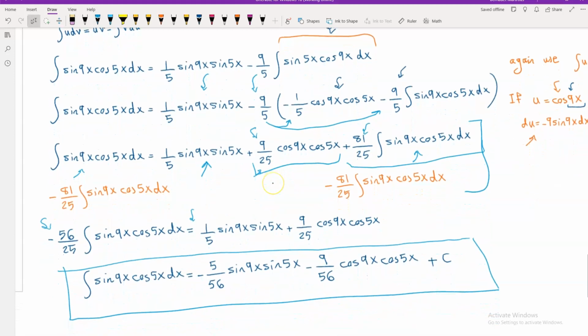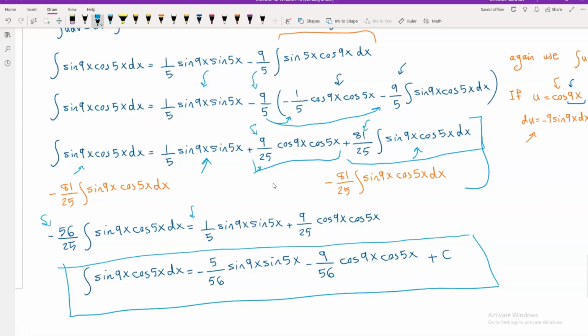And final step. We're trying to find the answer for the integral of sine 9x cosine 5x dx. But here we have this as negative 56 over 25. So we have to multiply by negative 25 over 56 to be able to cancel this part. We multiply both sides by negative 25 over 56.